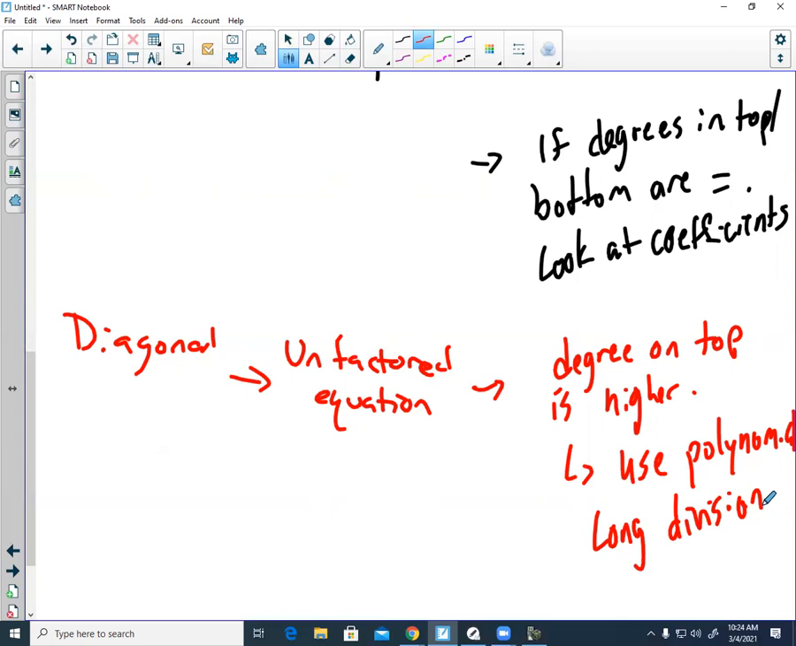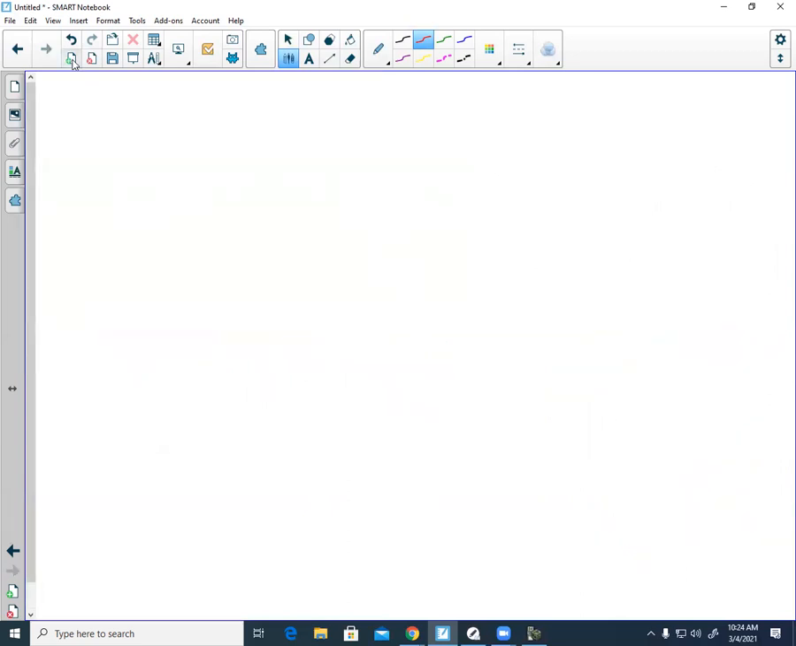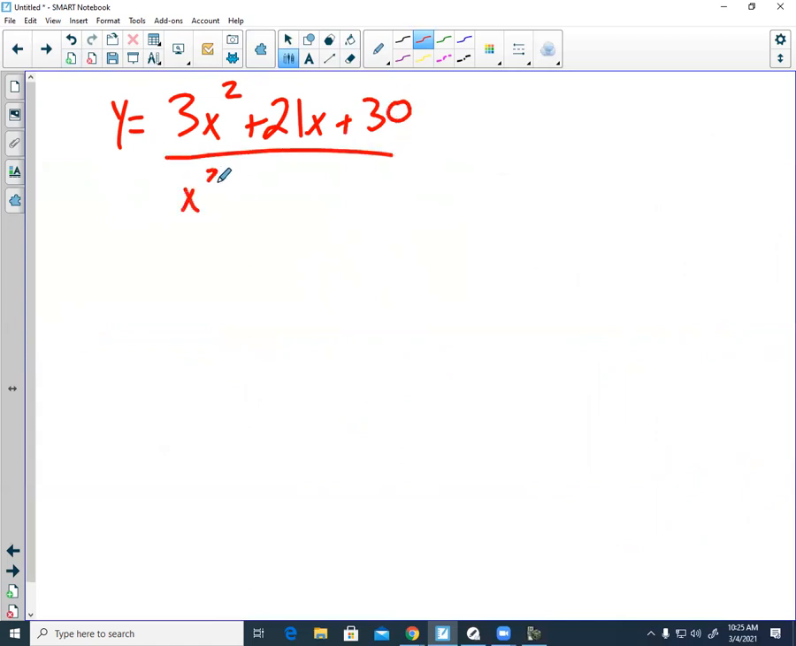All right, let's look at an equation and we can start to figure out what's going on through these things, so that we can try to figure out what's happening and what the equations look like. I'm actually going to take one off of the sheet so you can recall it, because it might be a little bit easier. So let's say that we have the equation y equals 3x squared plus 21x plus 30 over x squared plus 4x minus 5.